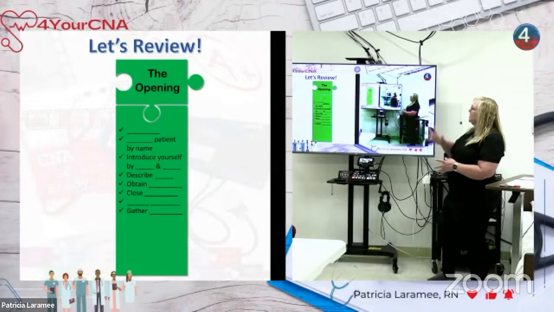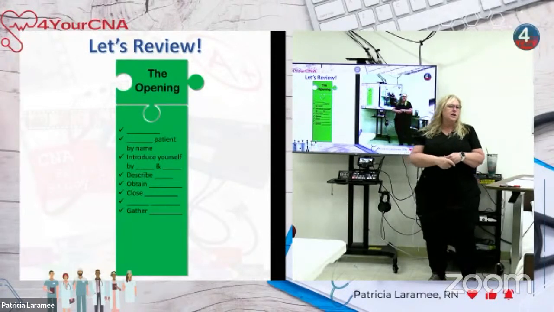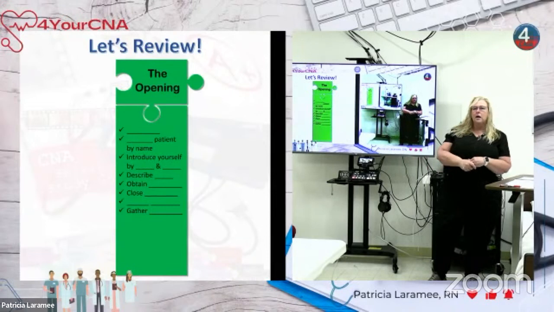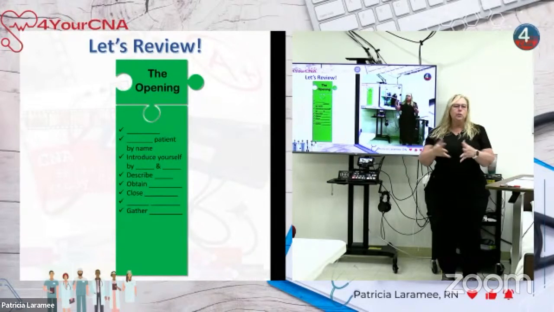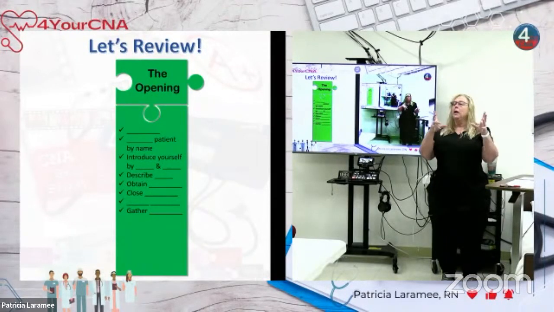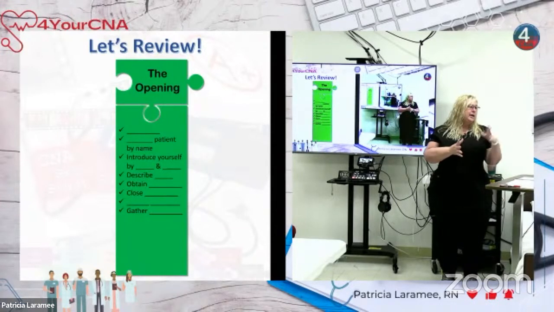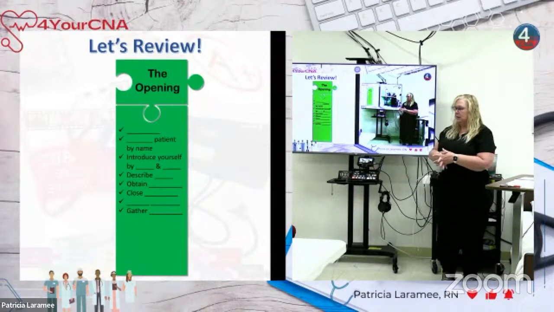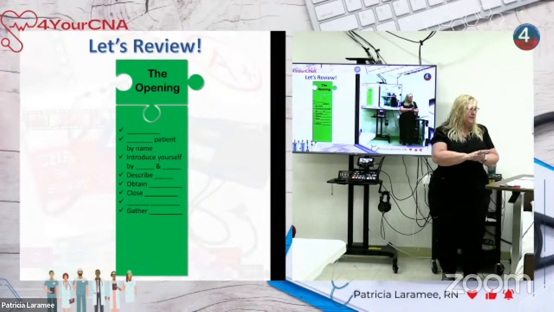So every skill starts with the opening. Every opening starts with a knock. How do we know that we're with the right patient? We're going to either address them by name or ask them to state their name, one or the other. Once we know that we've got the right patient, what do they need to know about us? Our name and title, why we're there, and the name of the skill.